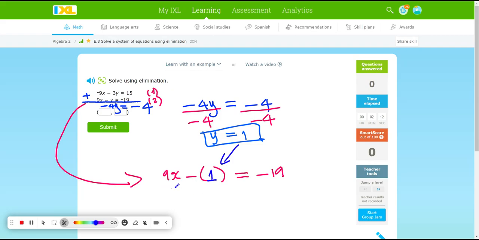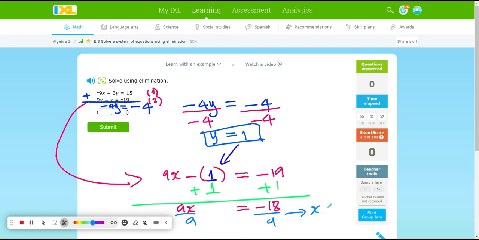So I come out with 9x subtract 1 equals negative 19. In order to do this, I eliminate the negative 1 by adding 1 on both sides. Then I get 9x equals negative 18. I'm almost done. Now I divide by 9 on both sides and come out with x equals negative 2. So now I can put in the answer box: x equals negative 2 and y equals 1.